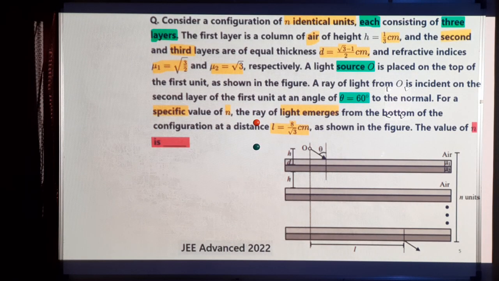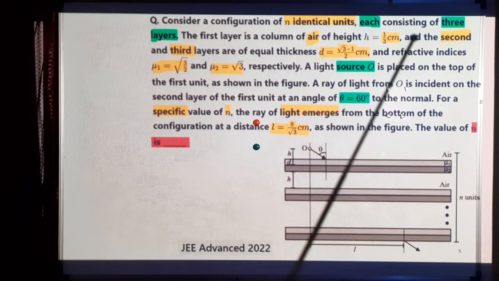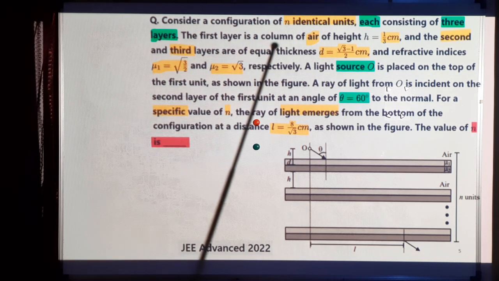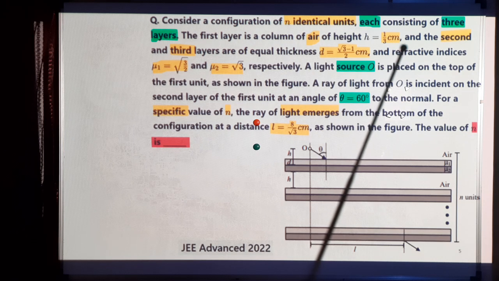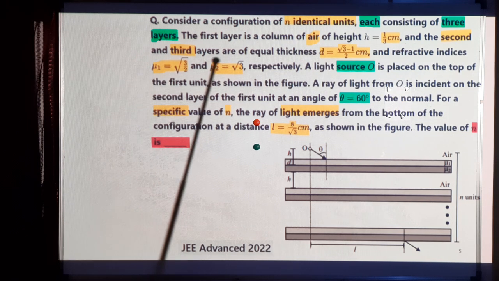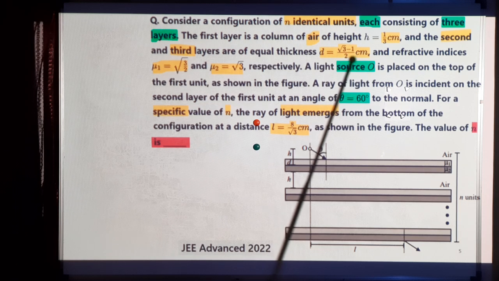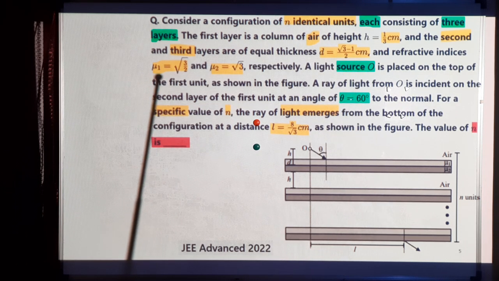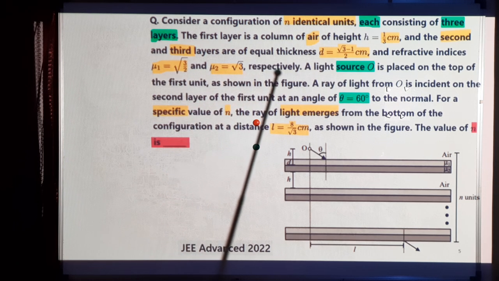This is the question. Consider a configuration of n identical units, each consisting of 3 layers. The first layer is a column of air of height h equal to 1 by 3 centimeter, and the second and third layers are of equal thickness d equal to (root 3 minus 1) by 2 centimeter, and refractive indices mu1 equal to root 3 by 2 and mu2 equal to root 3 respectively.